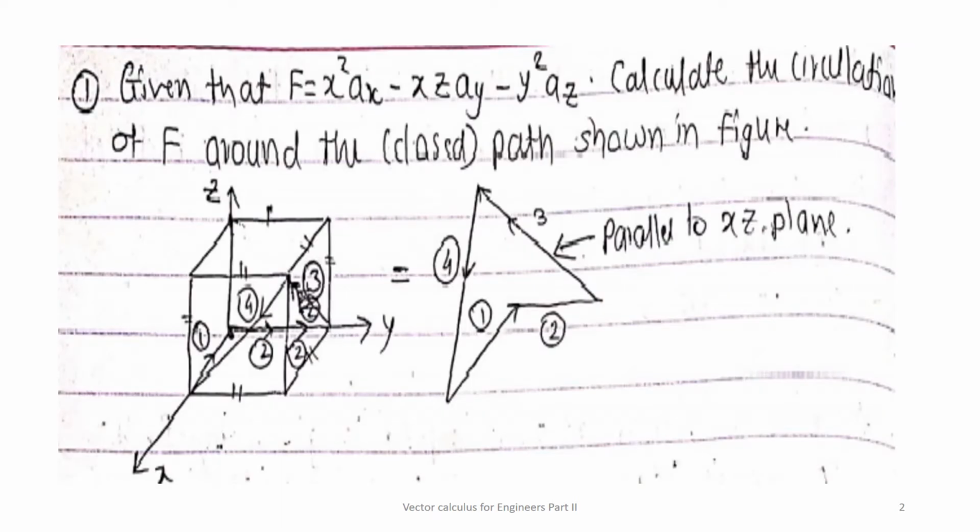Here I am trying to explain the concept of line integral, surface integral and volume integral. Now line integral I will explain using this example. Here one function is given. So function f is equal to x square ax minus xz ay minus y square az, where ax, ay, az are unit vectors. So this is a function, and we are going to define line integral.